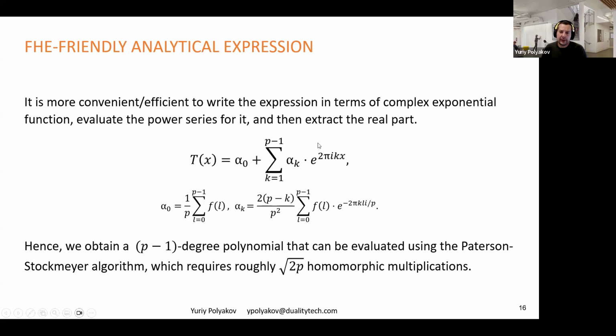And in this form, looking at this as a power series, it's easy to see that to evaluate a lookup table for a plaintext modulus of p, we need a degree p-1 polynomial, and we can evaluate it using the Paterson-Stockmeyer algorithm, which has complexity of roughly square root of 2p homomorphic multiplications. So we can easily plug in and use this power series evaluation.